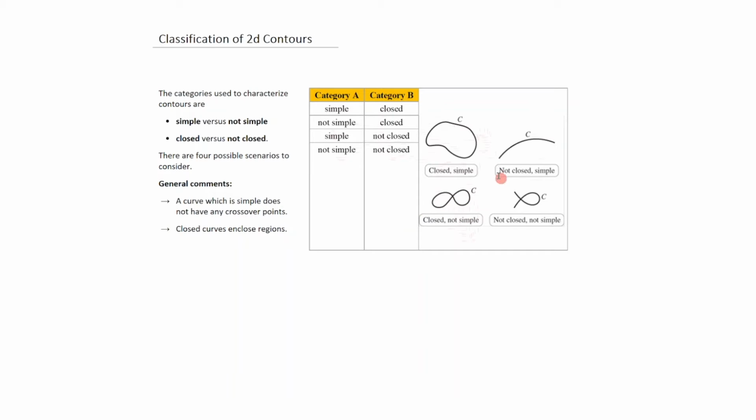one. Not closed and simple, not closed, not simple. Clearly, we're not going to be able to use, for instance, Green's circulation theorem or flux theorem here because it's required to have a closed contour. But nevertheless, this is just showing you ways of characterizing contours. So again, I just mentioned that a curve which is simple does not have any crossover points. Notice there's a crossover point, so this is not a simple curve. And also closed curves enclose regions. So for instance, this encloses this planar region that you see here.